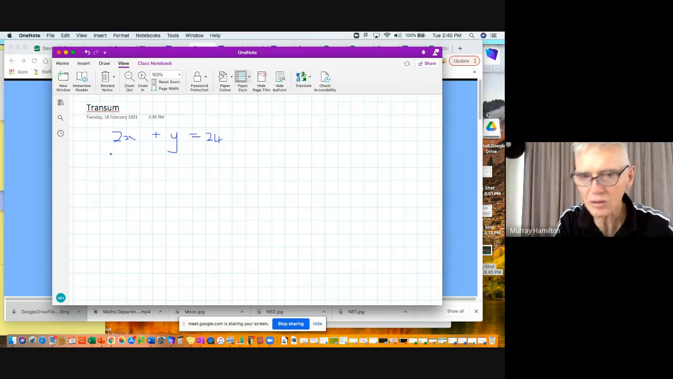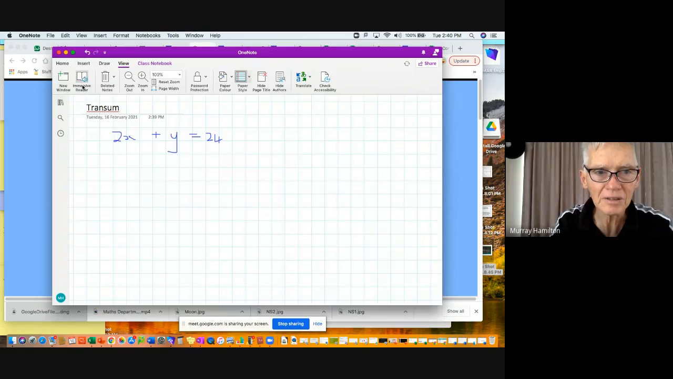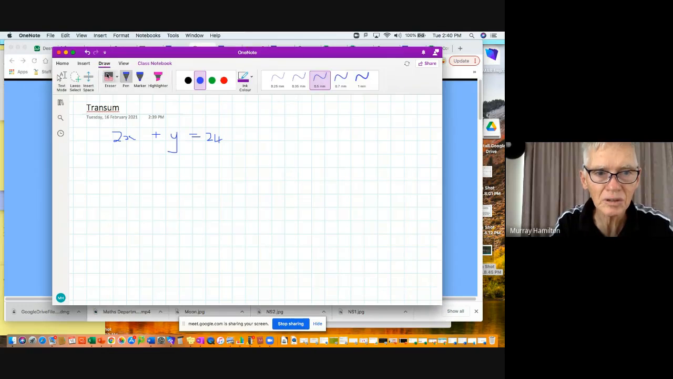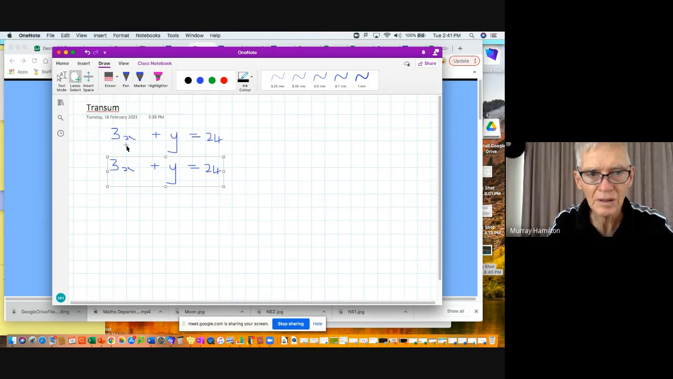Hello, I've copied it out wrong. Let's go back to Transum. The first one was 3x. Okay, I knew something was wrong there. So let's go back here. That's a 3x. So erase that. We're going to go 3x. And just to make things quicker, I'm going to duplicate this and change this to 2x, and that equals 17. So there were our two equations that we started off with.